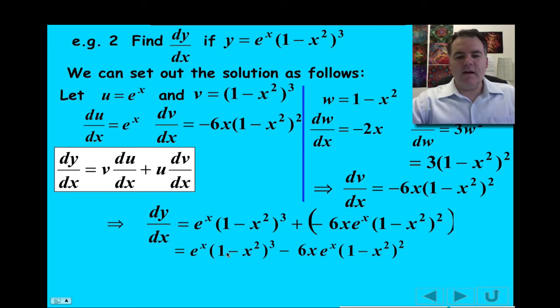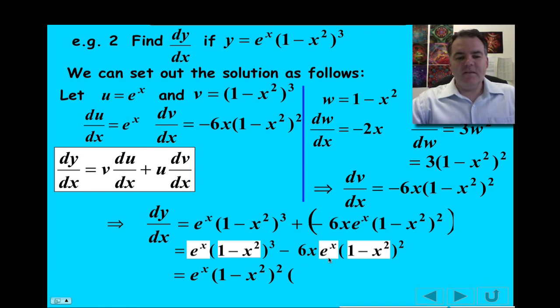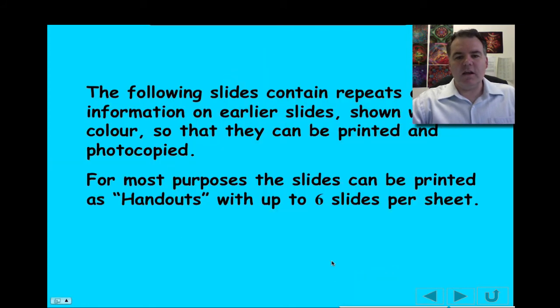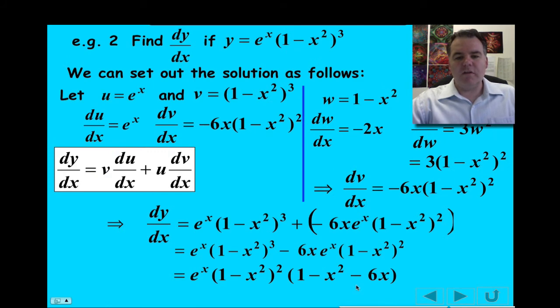Careful with the, just that's plus and a minus, which means that whole thing is negative. And now look at our common factors here. e to the x is common to both terms. x is not common, but (1 minus x squared) squared is common to both terms. So that is a bit tricky. What do we have to times this by? To get this whole thing, we need to multiply by 1 minus x squared. What do we have to multiply this by to get the last term? We have to times by 6x. So there we go, there's our final answer: e to the x times (1 minus x squared) squared times (1 minus x squared minus 6x).